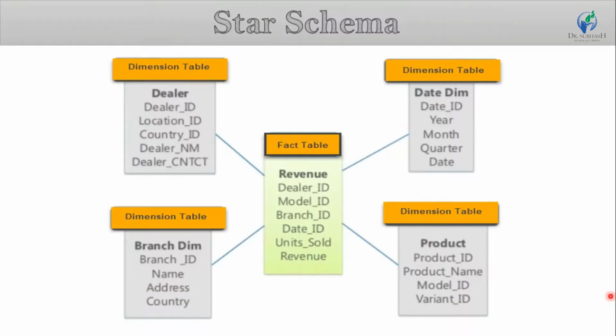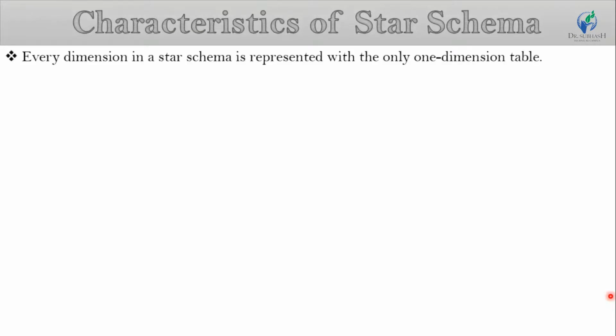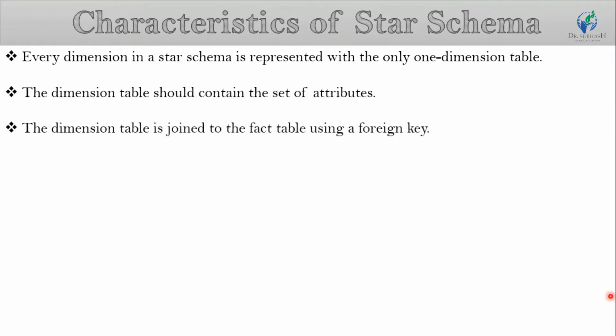Now I discuss the characteristics of star schema. The first is every dimension in a star schema is represented with only one dimension table. Next is the dimension table should contain the set of attributes. Next is the dimension table is joined to the fact table using a foreign key. The dimension tables are not joined to each other in this star schema.